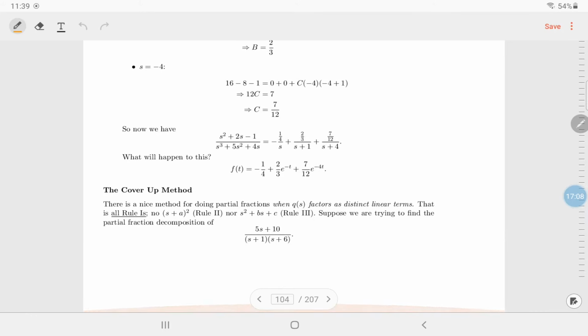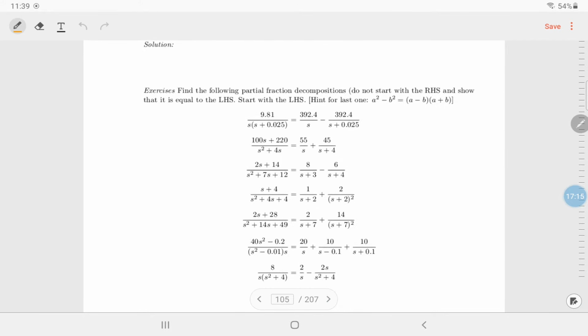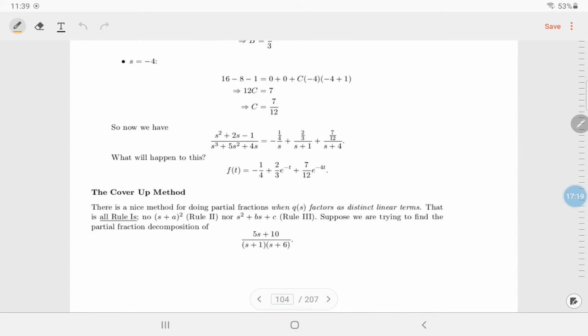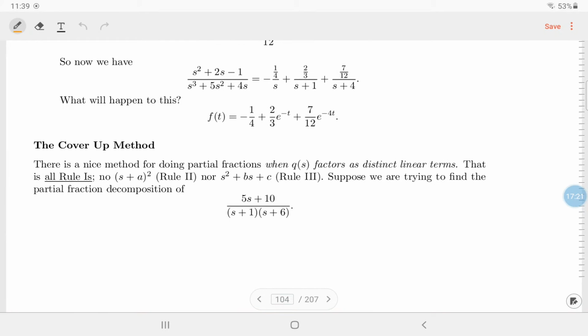Right, now one of the things that we'll see is that you might be wondering, is there some kind of shortcut here? And in one situation there is a shortcut, and it's called the cover-up method, and it's fantastic, and you should use it whenever you can. Now you can't always use it. So if it's all rule 1s, you can do it. Now that means there's no repeated, so you can't have, say, s plus 1 by s plus 1, because that would be rule 2, or you couldn't have s squared plus 1, because that would be rule 3, all rule 1s.